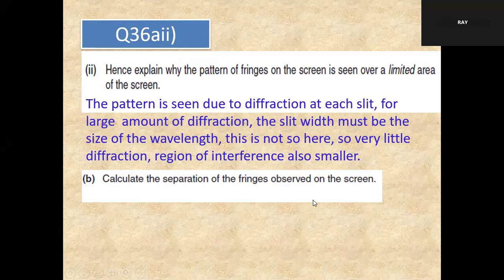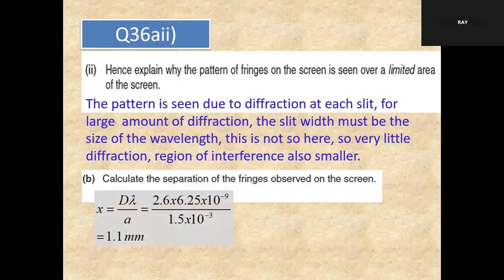Calculate the separation of the fringes observed on the screen. This one is memorizing the formula, right? Capital D is 2.6. Lambda we have calculated already. a is given there, so it's 1.1 millimeter.